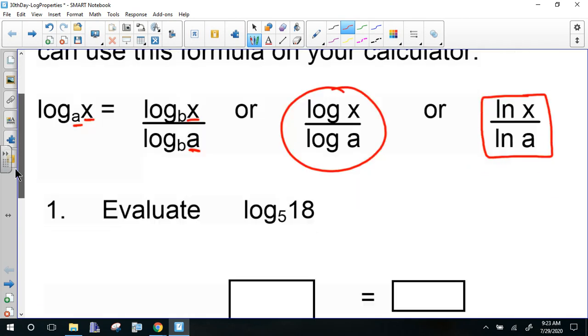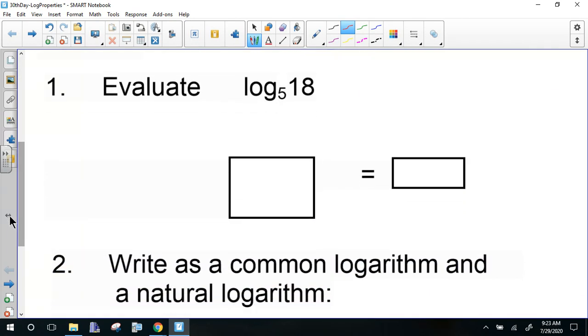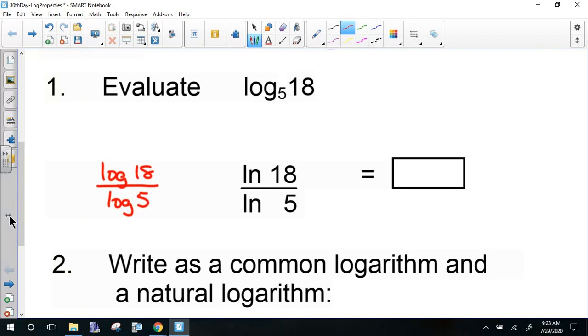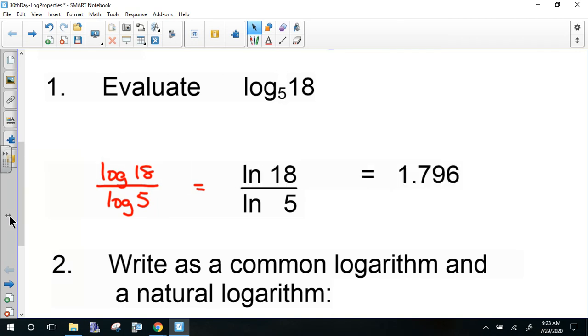So let's do an example. I want to evaluate log base 5 of 18. So I'm going to take log of 18 divided by log of 5. And I can write it as this, or I can do natural log. Either way, if we type that into a calculator, it's going to give us a decimal answer.